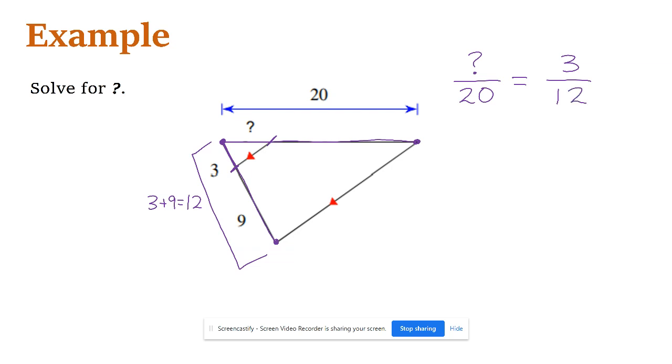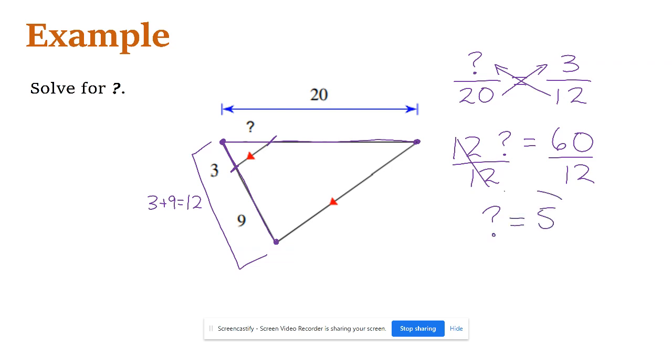So you have to be really careful setting up these fractions that you're really clear what every number, what every variable represents. Since 20 represents the entire side of the big triangle, the number on the bottom of the other fraction will have to represent the same thing. Will have to represent an entire side, not part of the side. So now we have this set up. We can work this out. I'm going to take 12 times the question mark, 20 times 3, get 60. We can divide by the 12, and we will find that the question mark is equal to 5. So our missing piece here is 5.